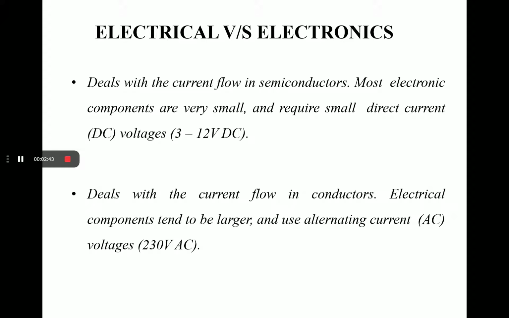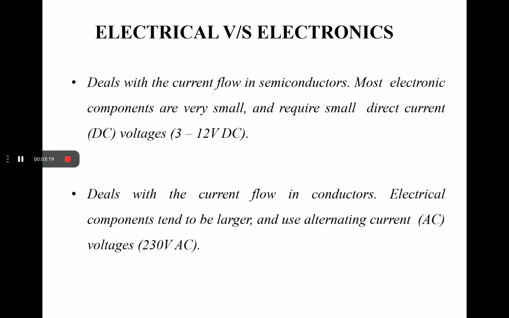So the main importance of electronics is the conversion of AC into DC, which comes under electronics engineering. That means we can convert AC voltage into DC by using a rectifier. So rectification is the main important portion in electronics engineering. The next function is amplification. Amplification is the process of raising the strength of a weak signal.